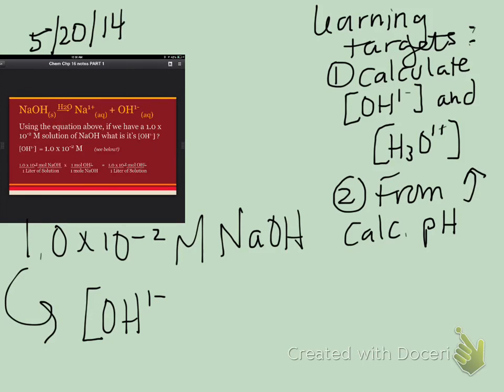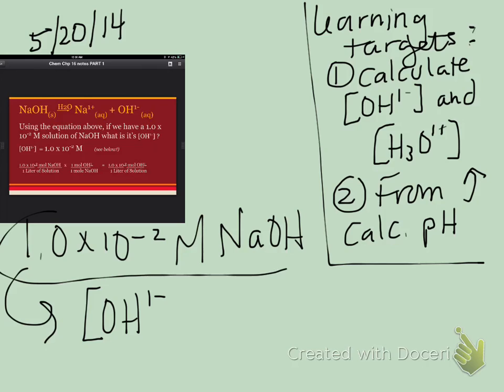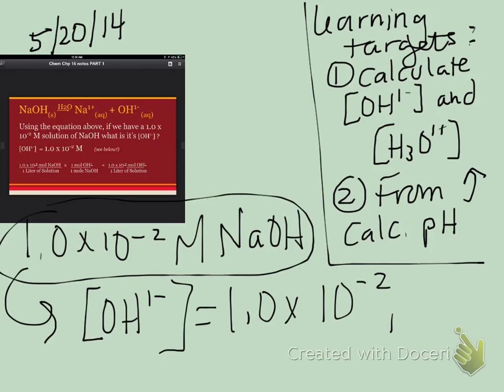Okay, so it's May 20th. We've got our learning targets for today. And when we last left off, we had taken this solution of sodium hydroxide, 1.0 times 10 to the negative second molar, and we had computed the concentration of hydroxide ions, which was 1.0 times 10 to the negative second molar. That's awesome. That's great. Congratulations. Yay.